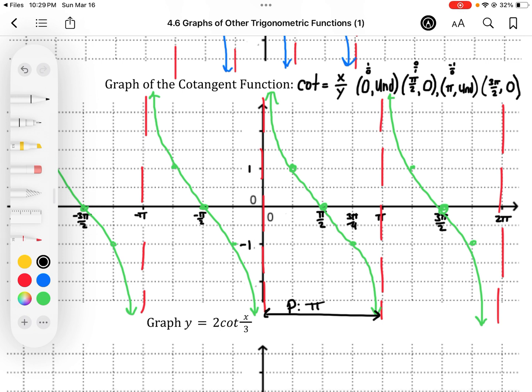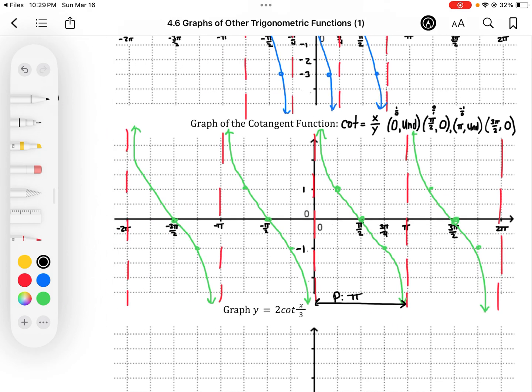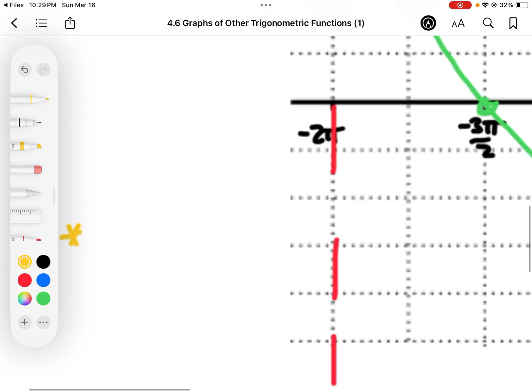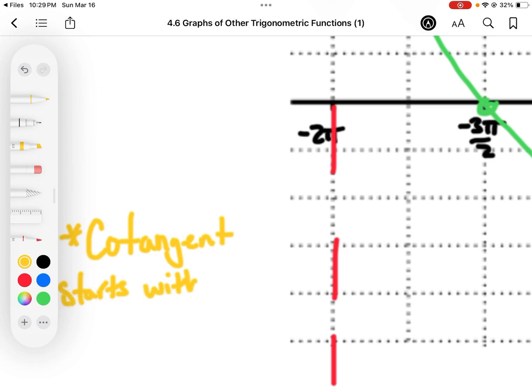So tangent and cotangent have the same period length. That period length would be pi. And if I look at one more thing that we are going to note in yellow here, just like we said with tangent, tangent starts with 0. Here what we say is cotangent starts with an asymptote.